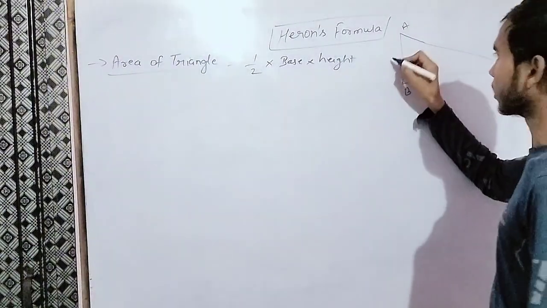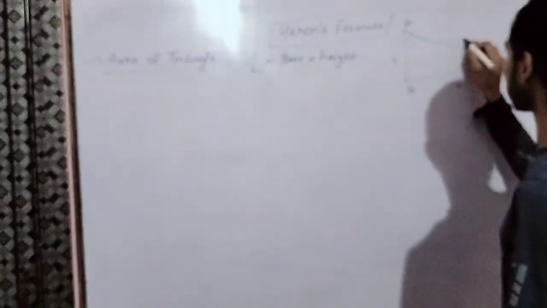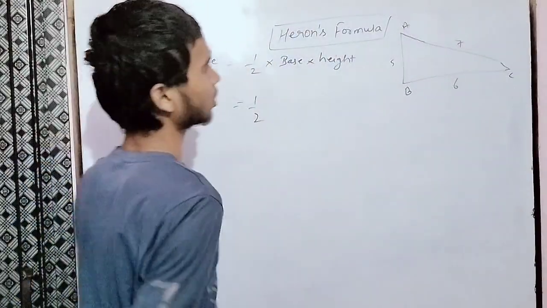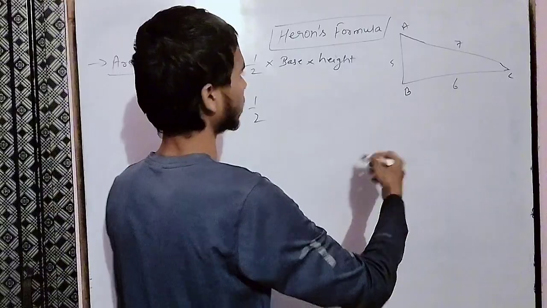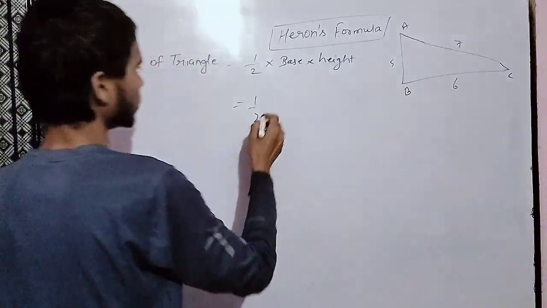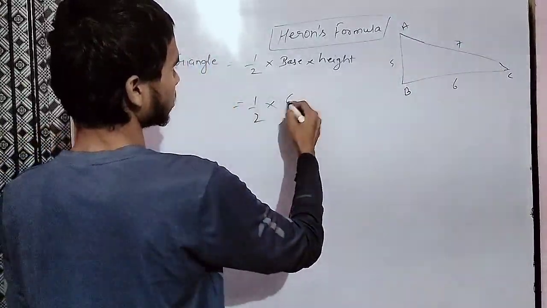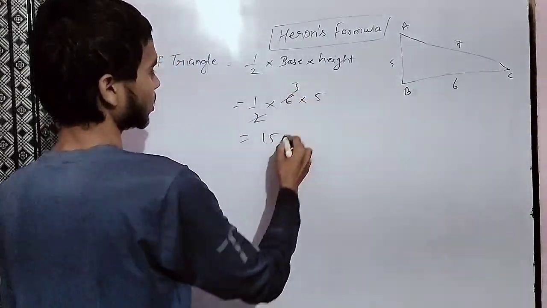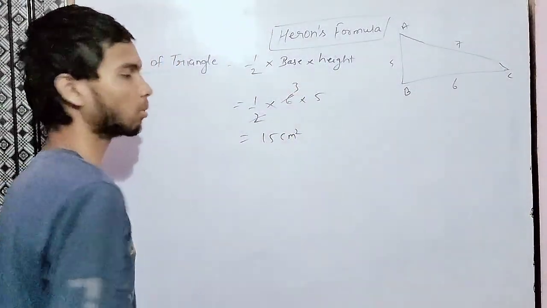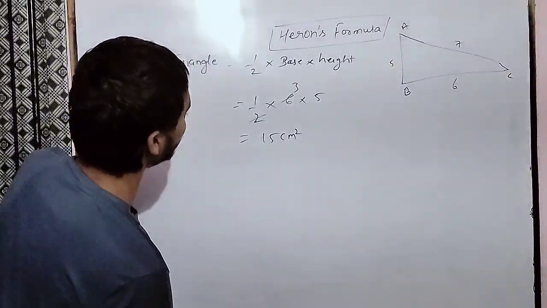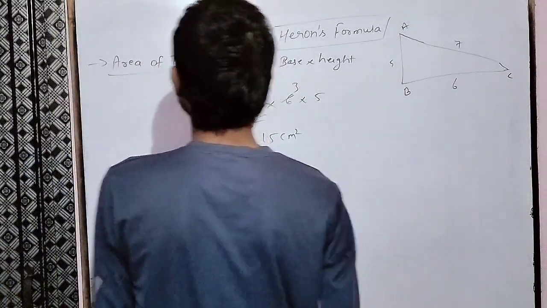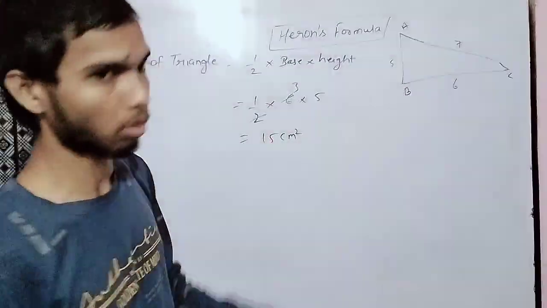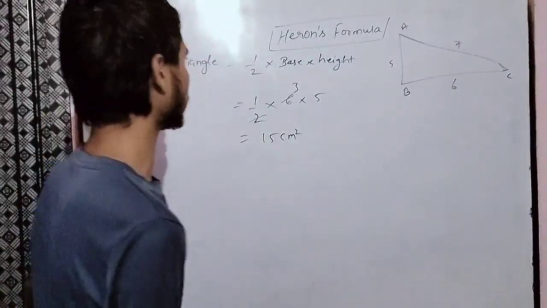Let's say this triangle is ABC, and the sides are 5, 6, and 7. What will you do? You will take the height as 5 and the base as 6. So the base is 6, the height is 5, and that gives the area of this triangle. But this is not Heron's formula.